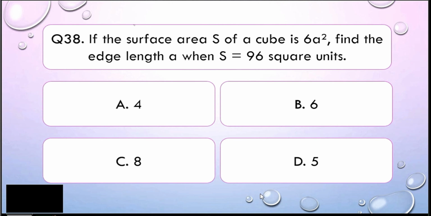If the surface area S of a cube is 6a squared, find the edge length A when S, which is the surface area, is 96 square units. Is it A, 4, B, 6, C, 8, or D, 5? I'll give you 5 seconds to think about your answer.